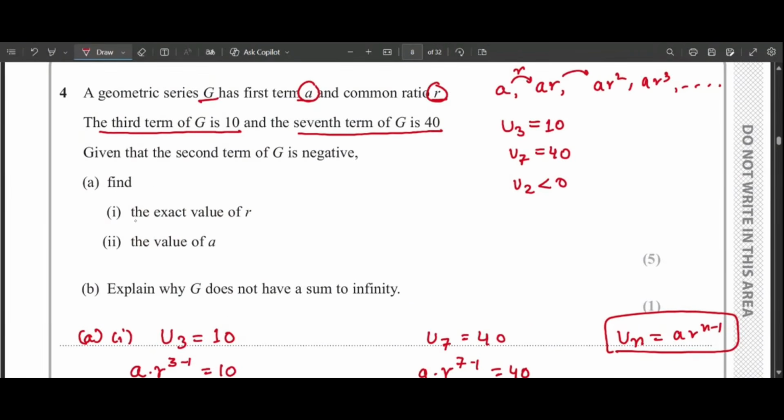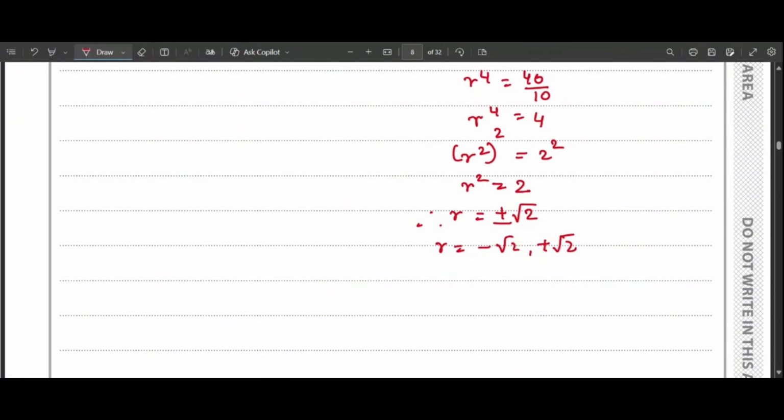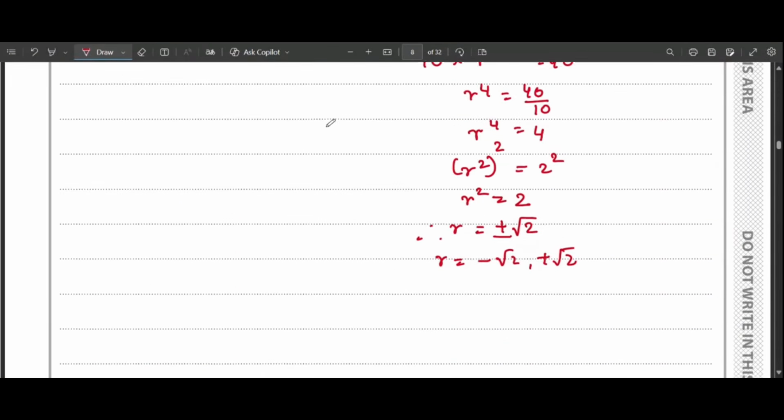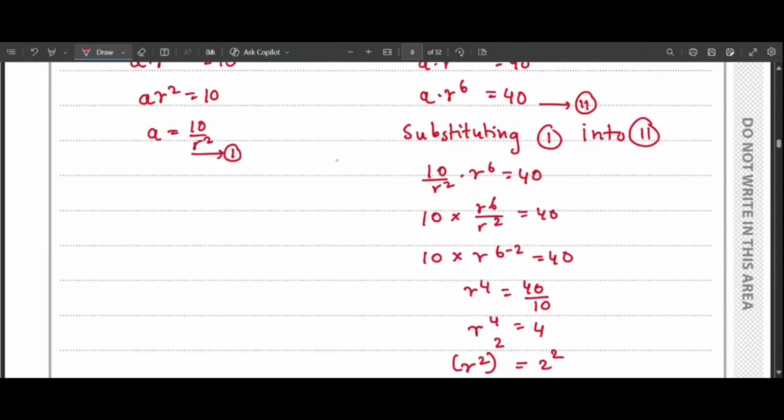In our question we can see that we have to find an exact value of R. So the value of R we need to find is 1. But from our calculation we can see that there are two possible values of R. In order to obtain a single value of R, we need to use another piece of information given in our question, that the second term of the geometric series is negative. We are given that the second term of our geometric series is negative. So what we can do is use each value of R to find the value for our second term.